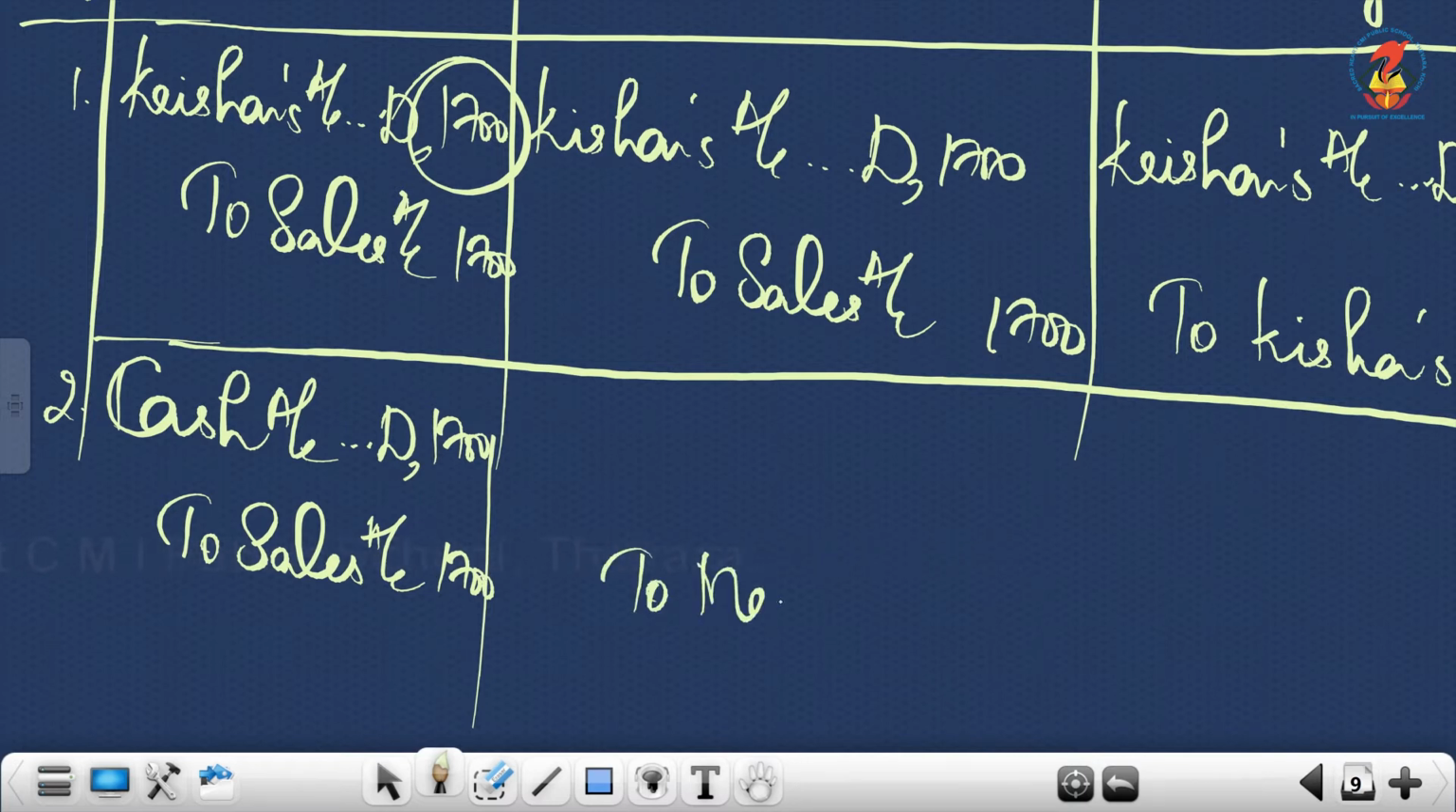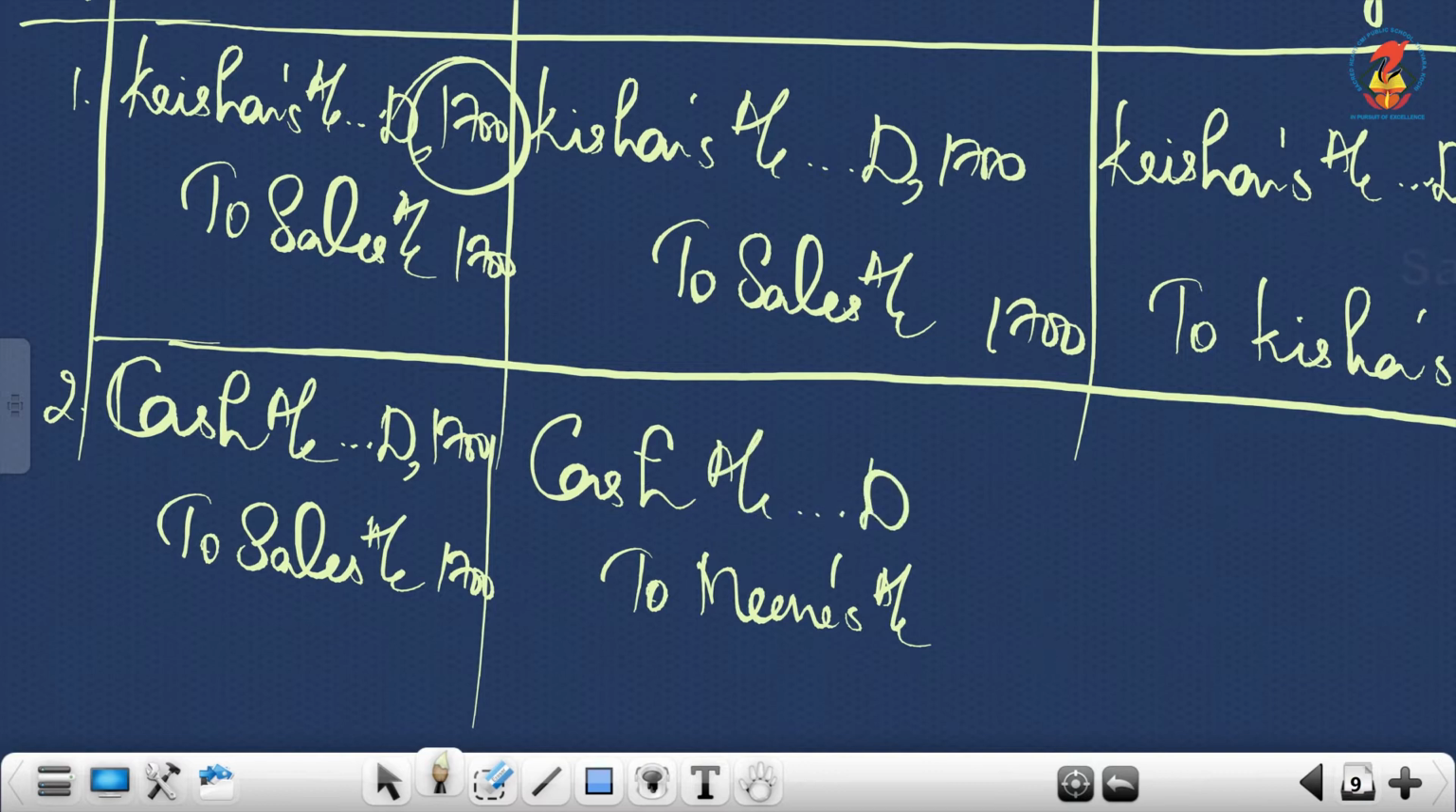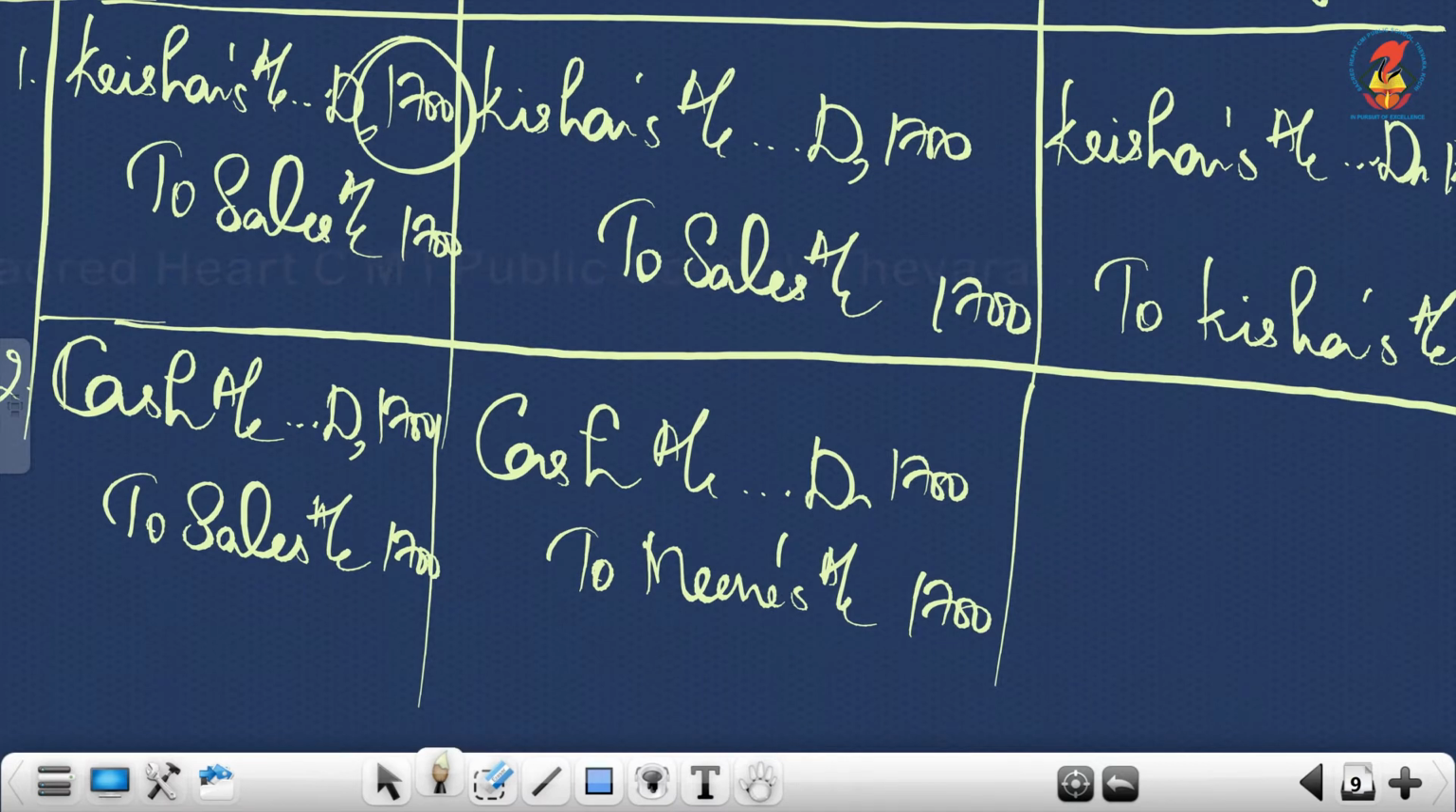So the wrong entry is we wrote to Meena instead of sales, credited it to Meena. So this is the mistake we made. Nothing is mentioned about the debit aspect, so assume that we did it correctly. Okay, the amount, is there any difference? No, the same amount we can write. Now we will do rectification. Cash to be debited with 1,700, that we have done correctly. No mistake, so no rectification. Sales to be credited with 1,700. Did we credit sales? No, we haven't credited. So now we will credit sales with 1,700.